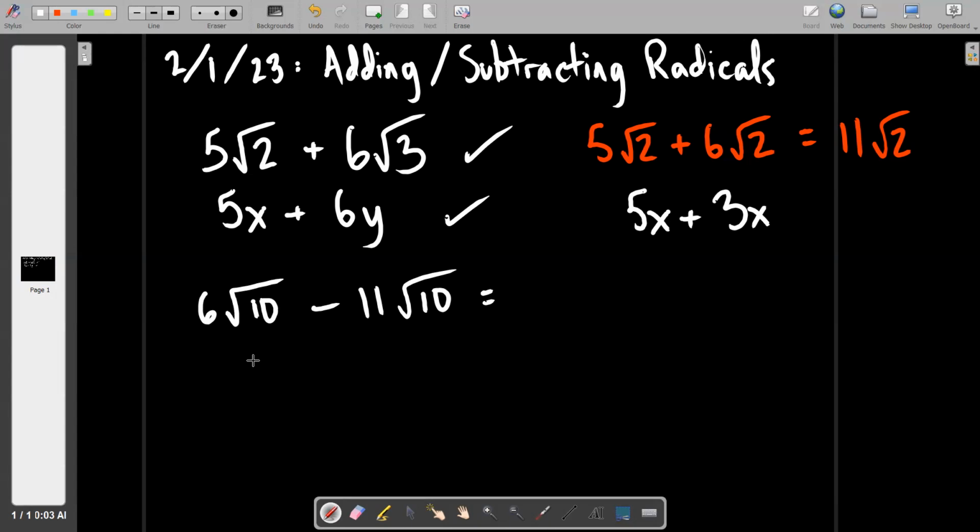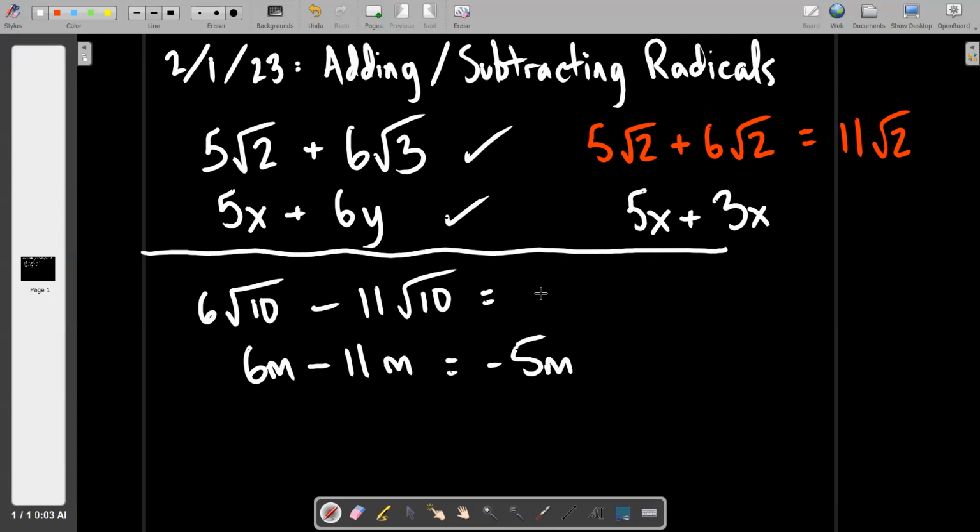This math question is no different than if I said, what is 6m minus 11m? If you have 6m's and you take away 11m's, you have negative 5m's, right? And in the exact same vein, the answer to this problem right below this white line is negative 5 roots of 10. Okay with that? And you might wonder about the root of 10. Can we break him down?